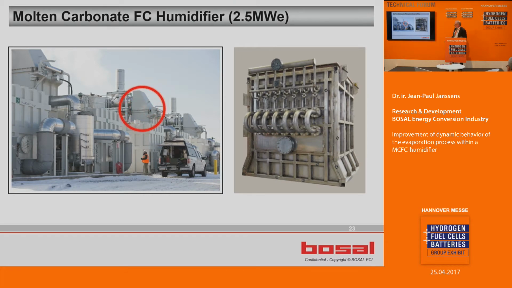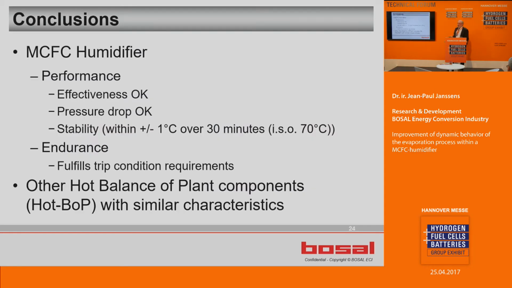We realized that in full, because the first one was a prototype, and we tested that on the system. As a result, we come to the conclusions. The performance regarding effectiveness and pressure drop was okay, and the stability was better than the expectations. Normally we should reach 5 degrees, so we had ±1 degree over 30 minutes, where the competitor has a fluctuation of 70 degrees. So you see, regarding lifetime of that molten carbonate fuel cell, this has an enormous impact.